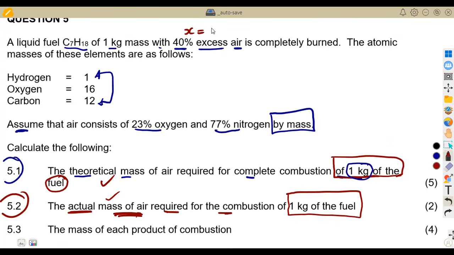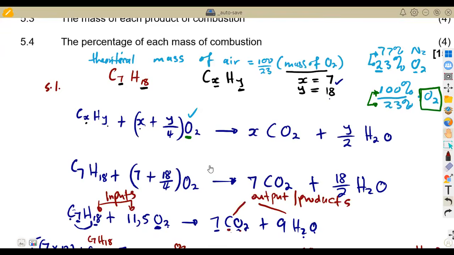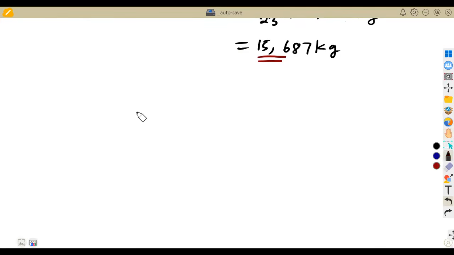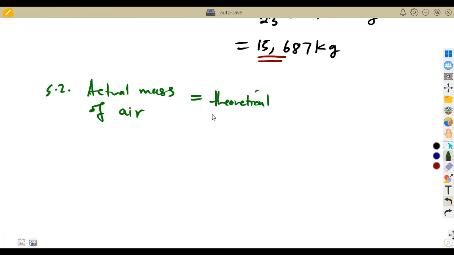So I'm just going to take this as X. X representing the excess air percentage can help us obtain the actual mass of air, which is going to be given by this formula. Let me just help you here. From the theoretical mass that we have, we are going to have the actual mass of air, which is given from the theoretical mass of air. So we are going to use the theoretical mass of air in this case, times, due to the excess of X, remember we've got X, which is 40%, which is our excess.